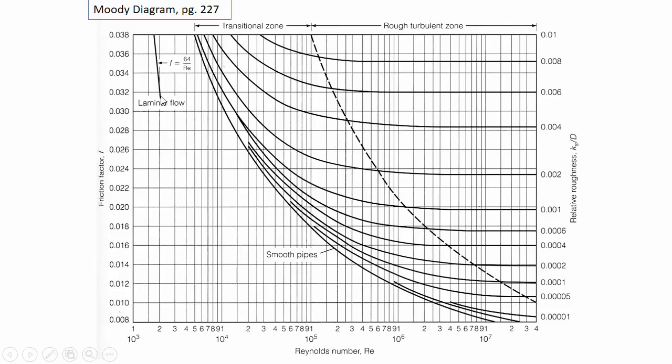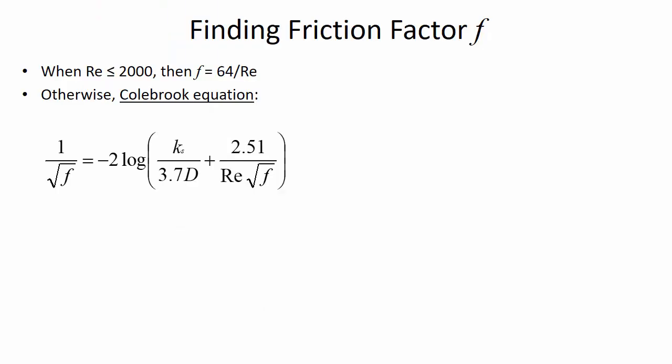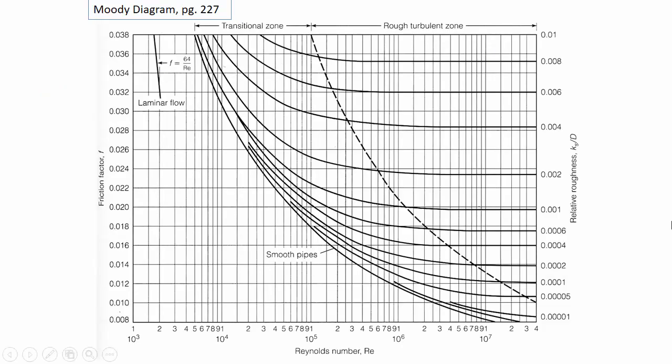So we do have that to hold on to, but flow is almost never laminar. And so we have to have some way to calculate what the f value is without using the Moody diagram.